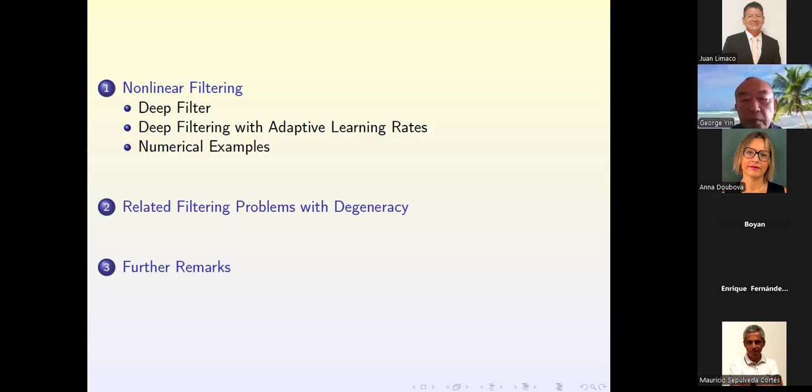I will not prove anything, but I will show some numerical results. I will mention some results, but not the detailed proofs. If time permits, I will also try to give a presentation on the related filtering problem with degeneracy, but it's likely we don't have that much time. So finally, I will end the talk with some further remarks. So let me begin.